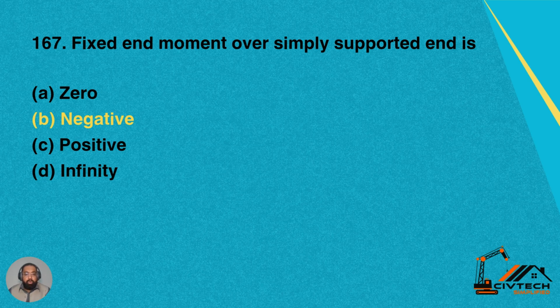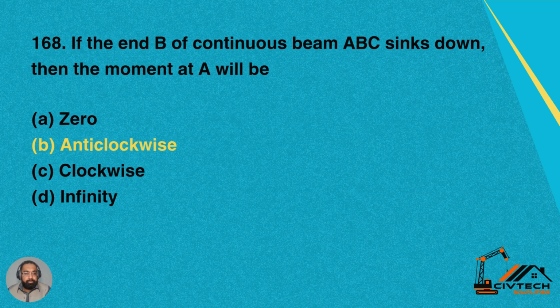Question 167. Fixed end moment over simply supported end is option A, 0, option B, negative, option C, positive, and option D, infinity. So fixed end moment over simply supported end is negative. B is the correct option for this question.